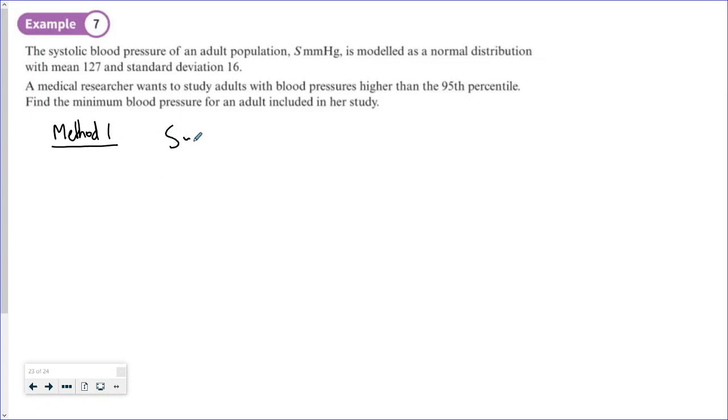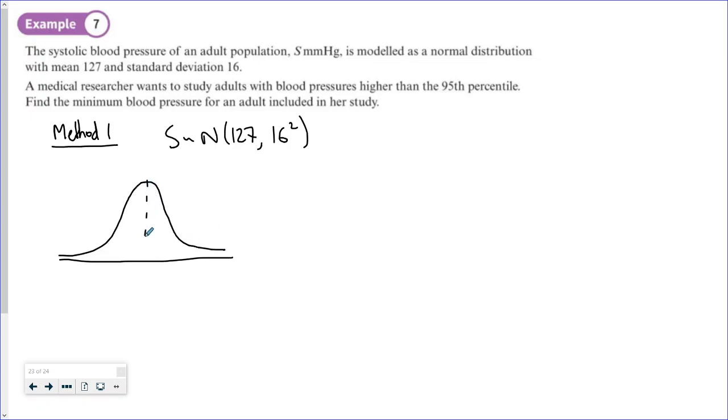So we've got this random variable S, which follows a normal distribution with mean 127 and standard deviation 16. So remember, our second parameter, what I write here, is the variance. So the variance is 16 squared. Well, we want to find the 95th percentile of this distribution. So let's draw out a sketch of this S distribution.